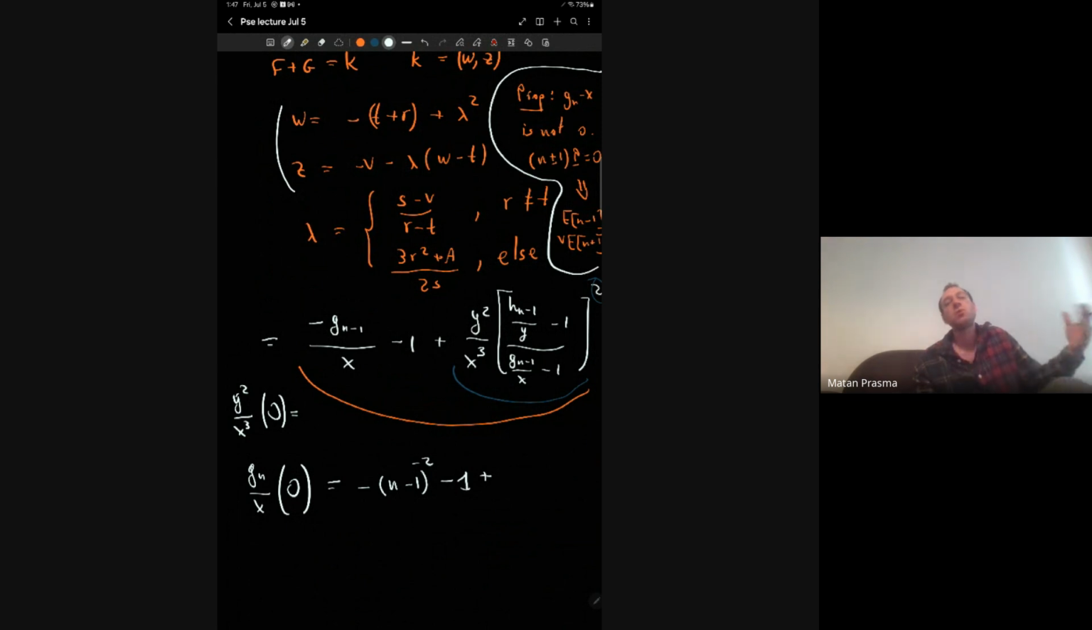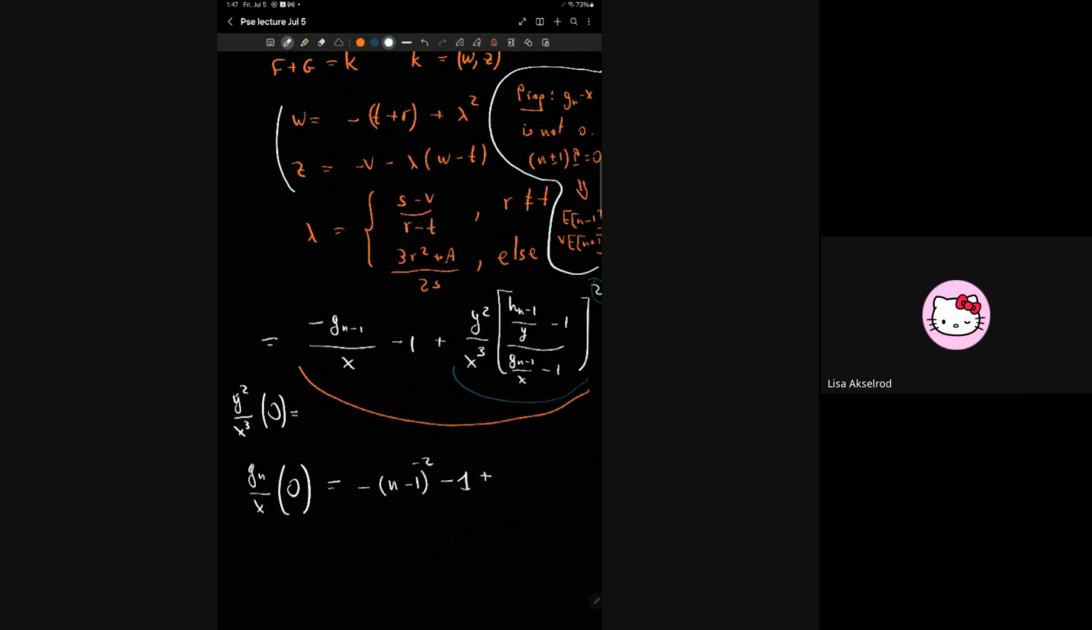It's not always true. If one of the terms becomes infinity, then you need to be more careful. But if all of them are finite, then you can evaluate each of the summands separately and then sum it up.